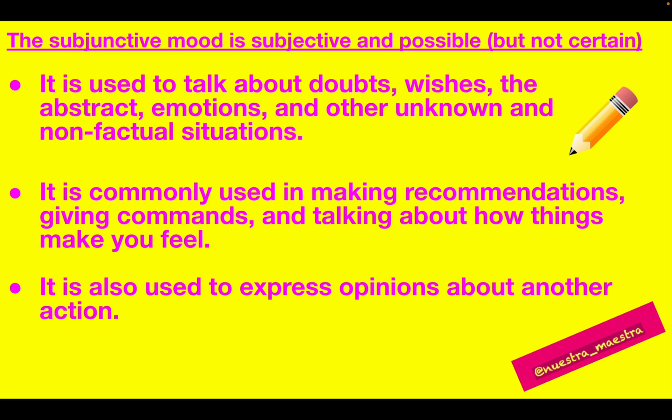The subjunctive mood is subjective, and it is possible, but it's not certain. It cannot be guaranteed. We use it to talk about things that we have doubts about, things that we wish would happen, abstract emotions, or other unknown non-factual situations. We also use it when we're making recommendations, giving commands, and talking about how something makes you feel. Pretty much your emotions once again. It is also used to express an opinion about any other action. Opinions are the same way, not guaranteed to happen.